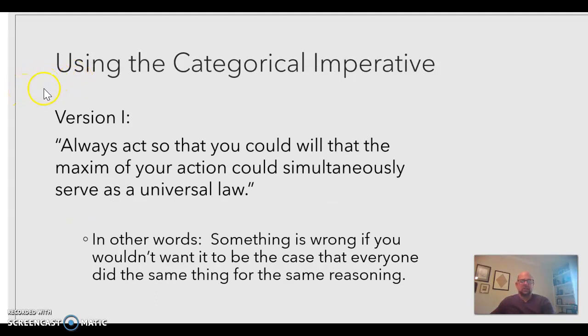So the last thing I want you to think about is using this principle, the categorical imperative. Now the wording here is super confusing. Always act so that you could will that the maxim of your action could simultaneously serve as a universal law. But it's actually not as hard as it looks. A maxim is just a principle or a way of thinking. So another way of saying this is something is wrong if you wouldn't want it to be the case that everyone did the same thing for the same reasoning.